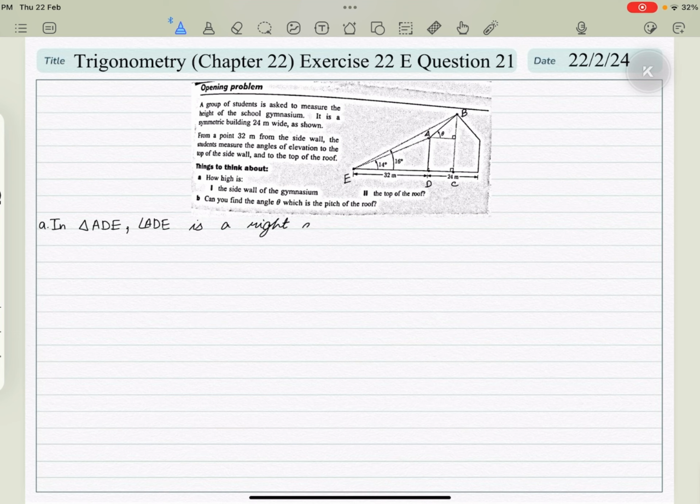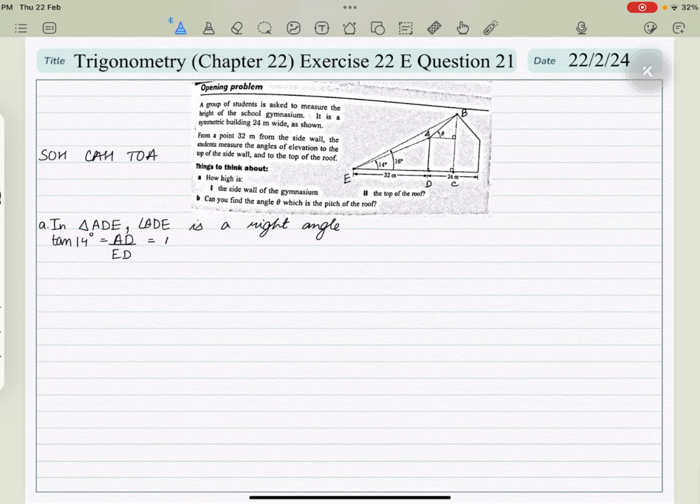If this is a right angle, then we can use trigonometry, SOHCAHTOA. If this is the theta degree angle, this is the opposite and this is the adjacent. We know the adjacent, we know the angle, so we can calculate the opposite. So we will use TOA, that is tan. So tan 14 degrees is equal to AD upon ED, that is opposite upon adjacent.